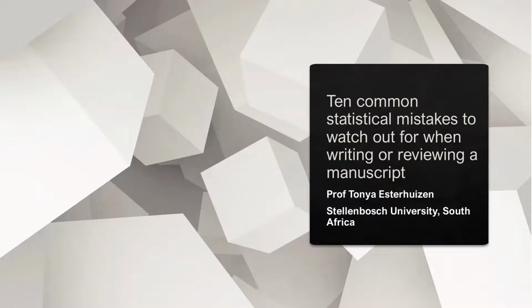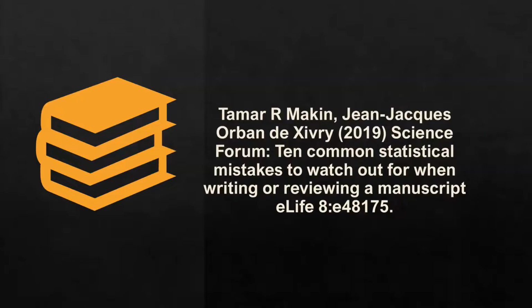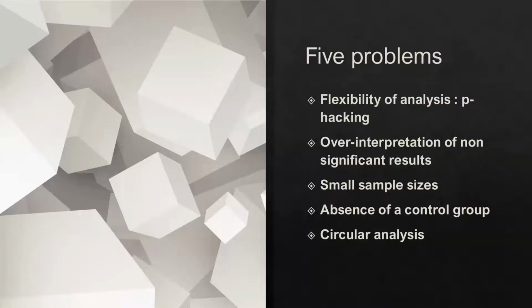Okay, wonderful. Thanks, Imran, for giving us a nice start to this presentation by reviewing 5 of the common statistical mistakes. I'm going to continue and look at another 5, again, from the same source. This is the source article from where we got the inspiration. The 5 problems that I'm going to be considering are flexibility of analysis, or p-hacking, overinterpretation of non-significant results, small sample sizes, absence of a control group, and lastly, circular analysis.